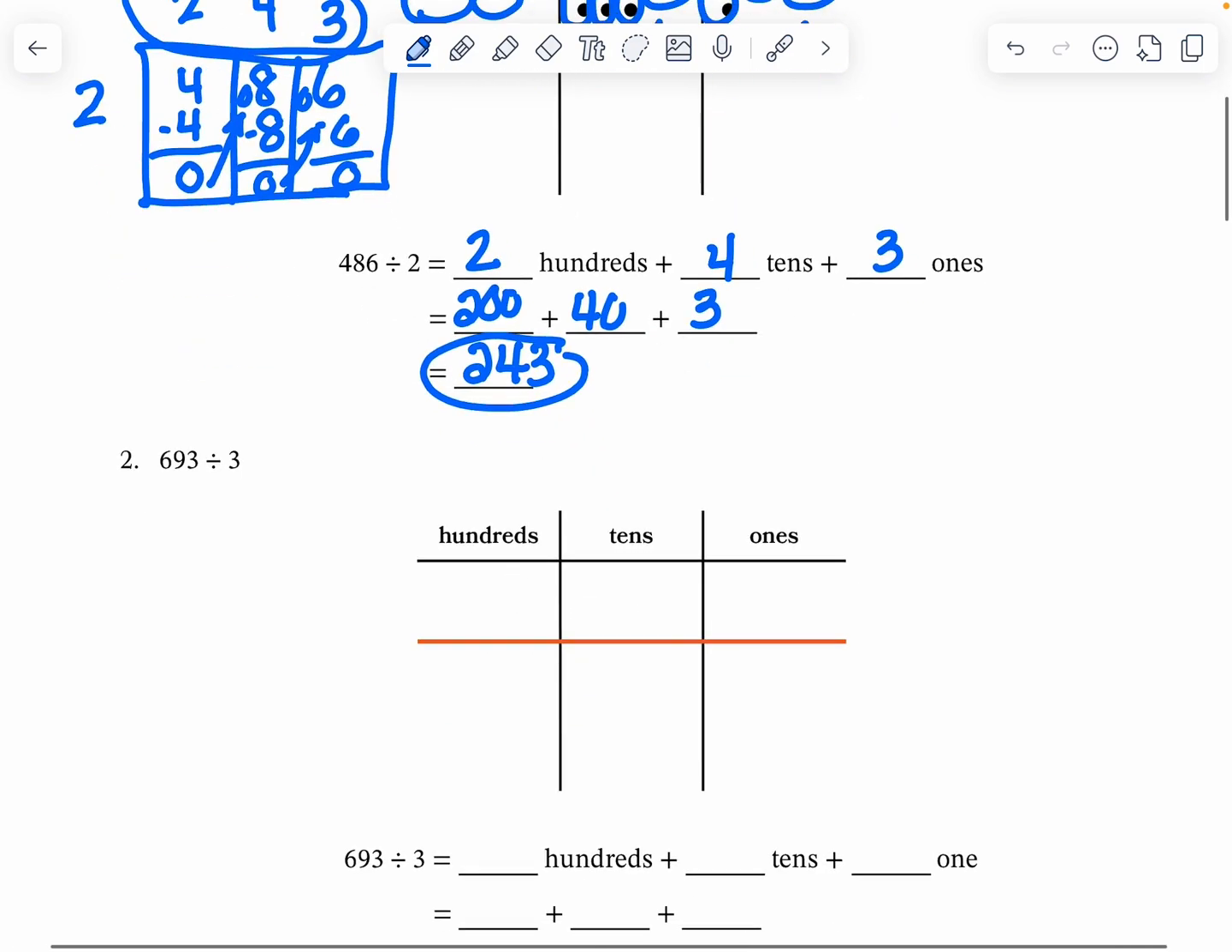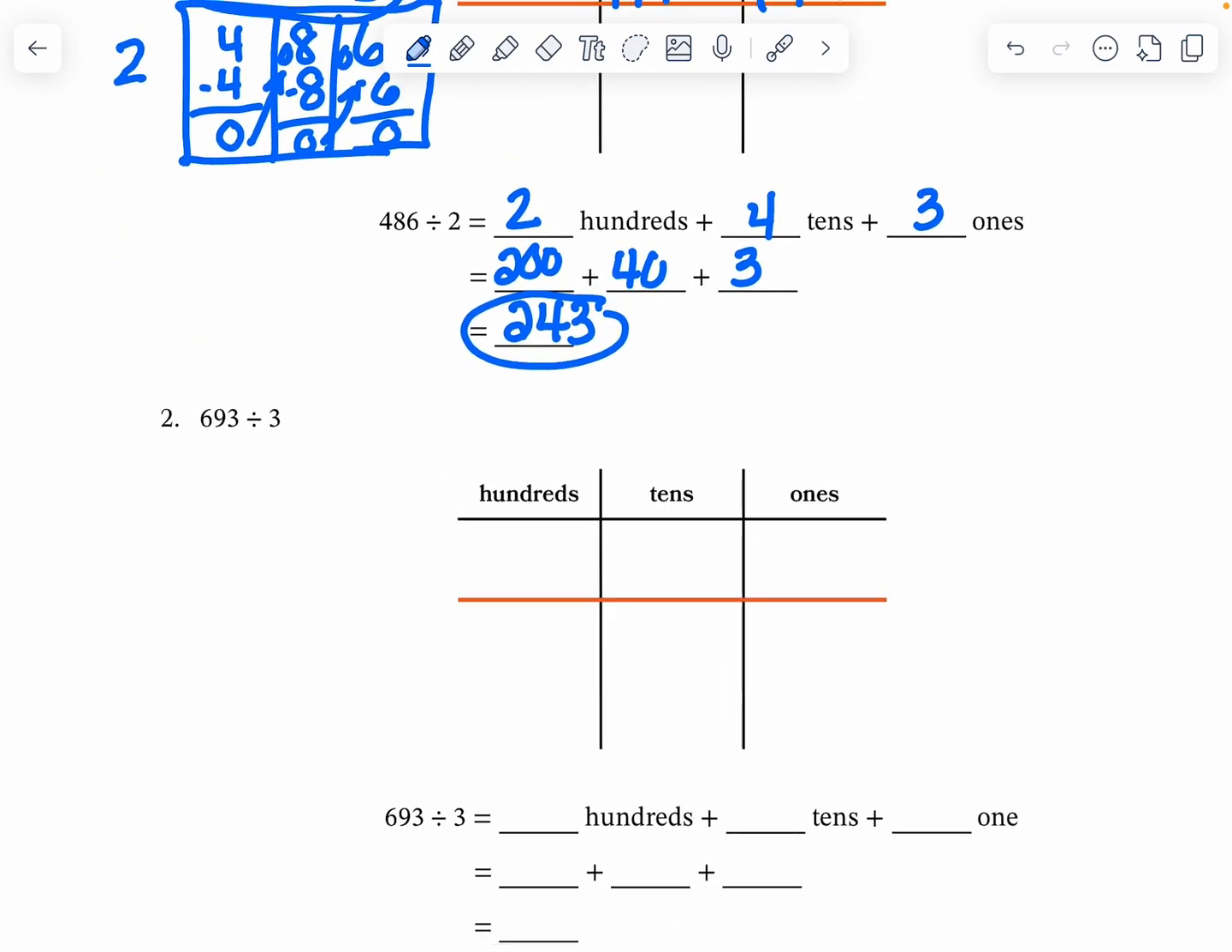Now, pause the video and you work number 2 either using box division or the place value chart. Okay, let's check our work.